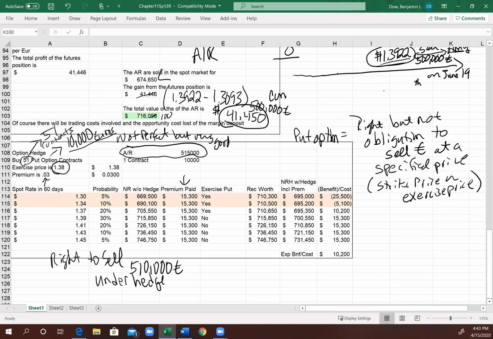All right. So by buying 51 contracts, if the price is 3 cents per unit, and the price is always given per unit, if it's 3 cents a unit times 10,000 euros per contract times 51 contracts, then the premium we're going to have to pay up front is $15,300. Okay. So the cost was 3 cents.